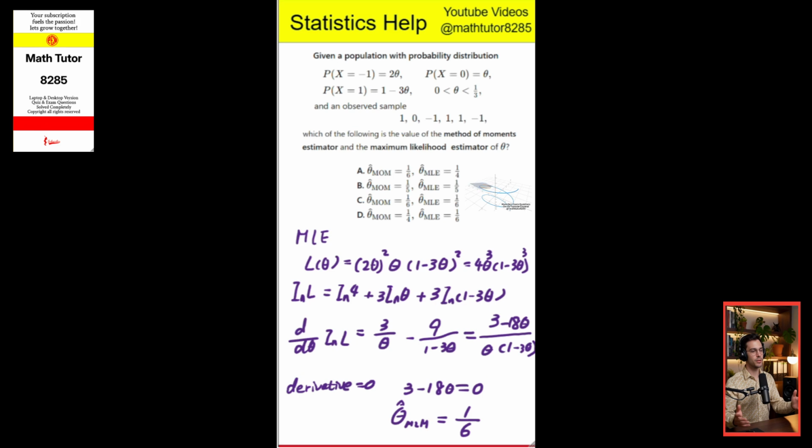Final answer. The correct choice is option C. Both the method of moments estimator and the maximum likelihood estimator of theta are equal to 1/6. Always match each sample frequency with its corresponding probability before forming either a moments equation or a likelihood function.